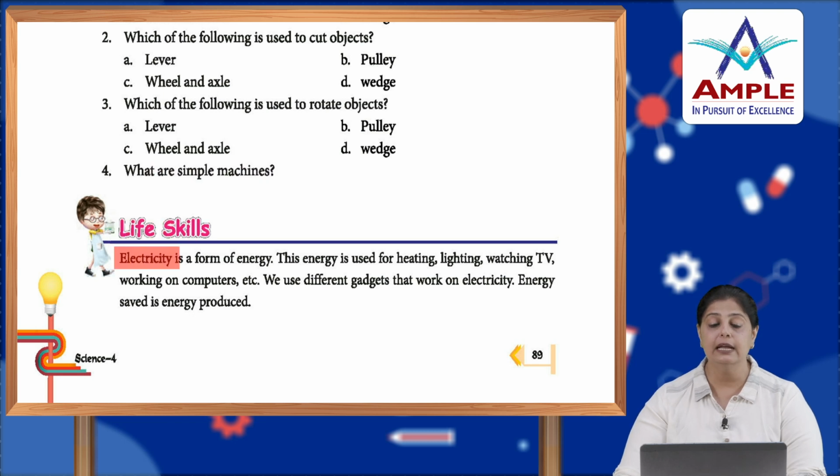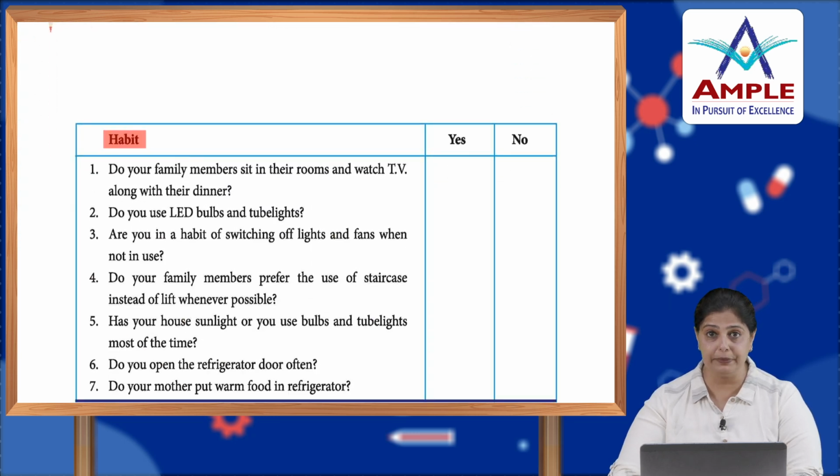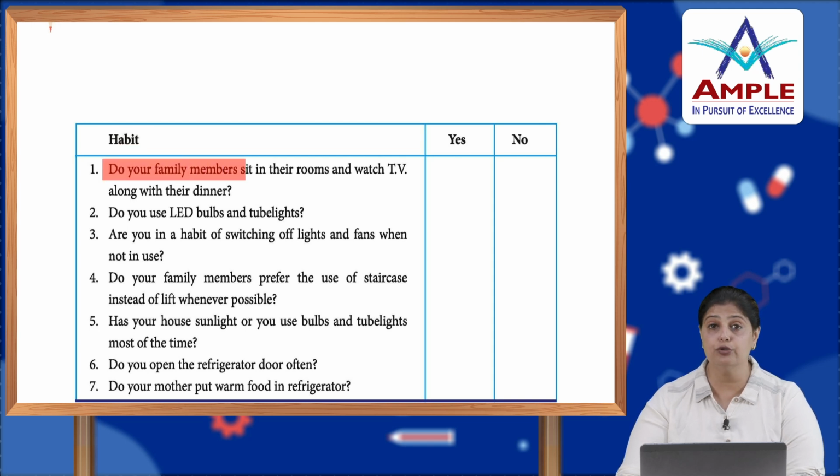Now, life skills. Electricity is a form of energy. This energy is used for heating, lighting, watching TV, working on computers, etc. We use different gadgets that work on electricity. Energy saved is energy produced. So now, what are the different habits that people have, and are they good habits or bad habits? You have to mention whether we should save energy or not, depending on the criteria mentioned here. Like, do your family members sit in their rooms and watch TV along with their dinner? Is it a good habit or a bad habit?